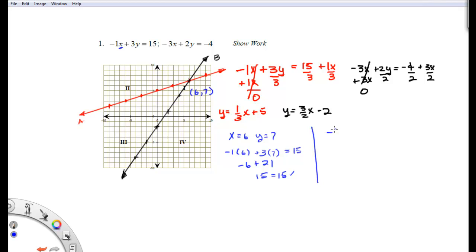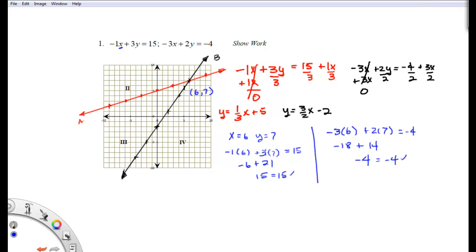So I have negative 3 times x. X is 6. And I have plus 2 times y. Y is 7 equals a negative 4. Negative 3 times 6 is a negative 18. 2 times 7 is 14. Negative 18 plus 14 is a negative 4. And a negative 4 does equal a negative 4. So that means I've got the correct solution.